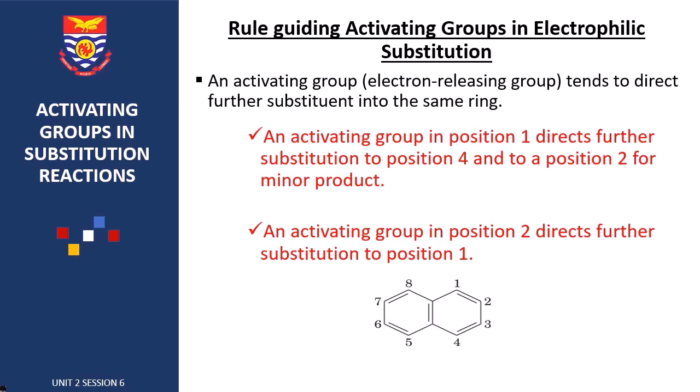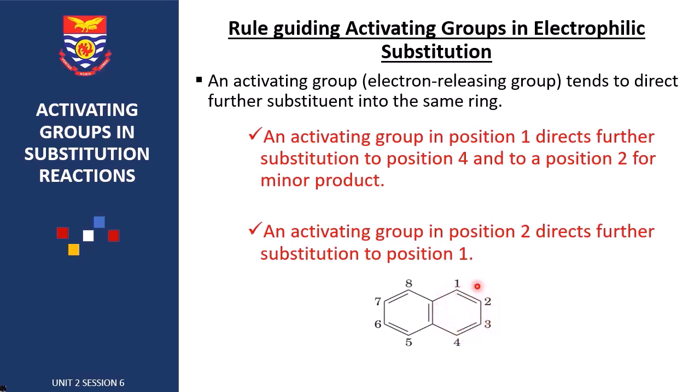So first of all, some of these substituents are regarded as activating groups and some are regarded as deactivating groups. So we first of all take activating groups for now. An activating group, which is also an electron donating group, tends to direct further substituents into the same ring. So what it means is when there's an activating group already on the naphthalene ring, it tends to direct all other incoming groups to the same part of the ring.